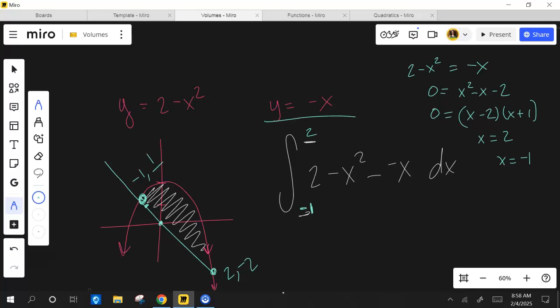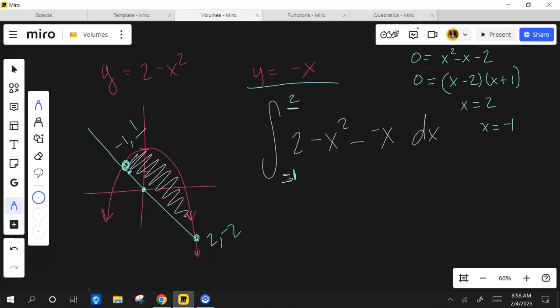I was just graphing that line. All right. I'm going to assume that you guys can solve this.